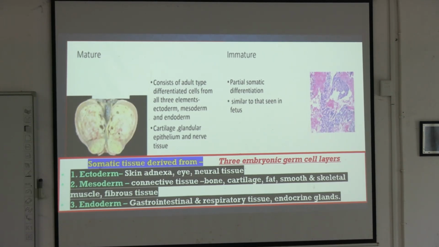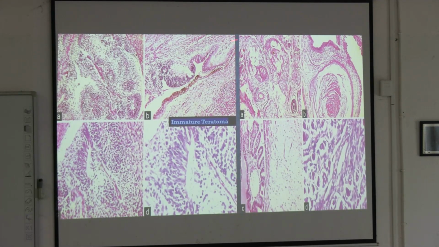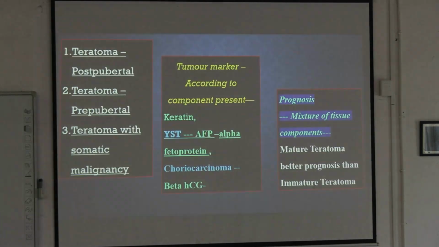For oral, see this mature one? These are the cartilage, the fat, the sweat glands; all are mature. This is glandular epithelium, skin adnexa, fat; all these elements are mature. So this is mature, which is a benign condition. If it is an immature one, all elements are immature. So testicular immature teratoma is prime, and this is very aggressive and a malignant condition.